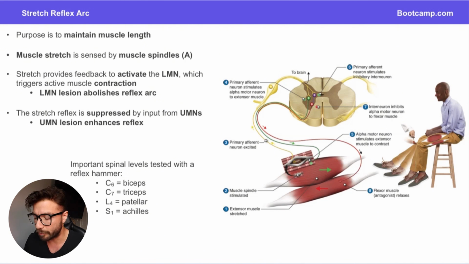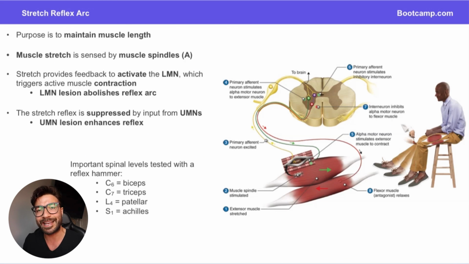Now, there's also another pathway which is going to send an inhibitory signal to the flexor muscles in the hamstrings to relax. So as the flexor muscles are relaxed, the extensor muscles are engaged, and this allows for extension of the knee joint when that muscle spindle is feeling a tension or a stretch on it.